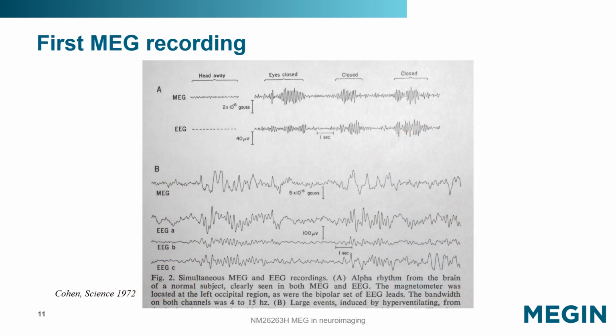The first MEG recording was published in 1968 by David Cohen at MIT, and then he reported the first MEG recording with a SQUID sensor in 1972, shown here. You can see his MEG recording of human occipital alpha rhythm, also known as our resting rhythm. The top trace shows the MEG recording when a magnetometer is placed close to the left occipital region during eyes open and eyes closed.